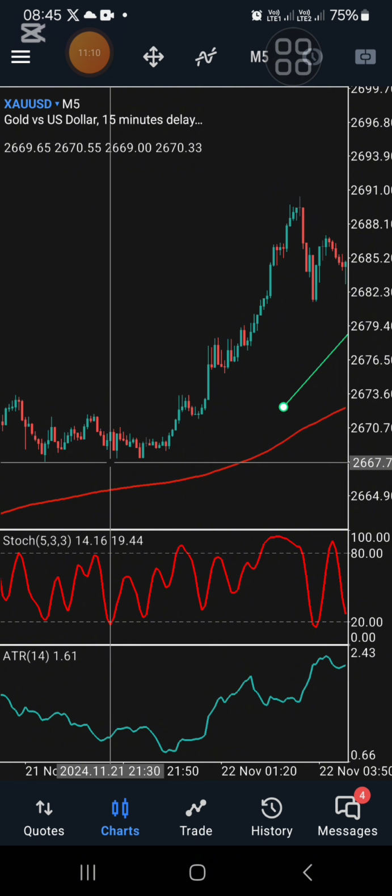Then for your take profit, it becomes easy. We're going to be maintaining a 1:2 risk to reward ratio. That means if my stop loss was 10 pips, or let's just say 5 pips, my take profit has to be 10 pips.